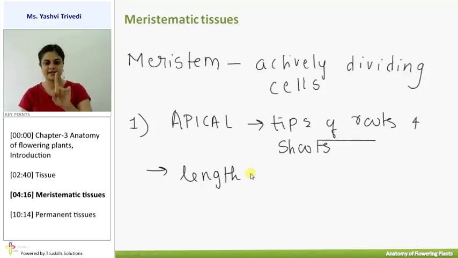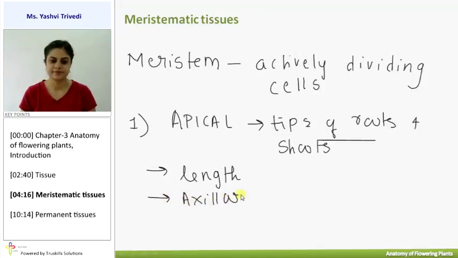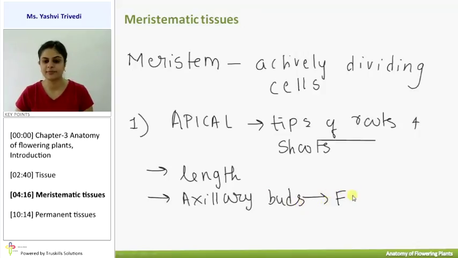Suppose this is the shoot system, the tip portion is called apical. So this is mainly involved in increasing the number of cells and thereby increasing the length of the plant. So apical meristems are mainly for that purpose. Sometimes when the apical meristem increases the length of the plant, some of the meristems will be left behind. Those left behind meristems will form axillary buds. And these axillary buds are mainly there for the formation of flowers and branches.